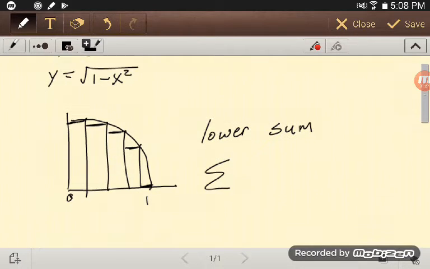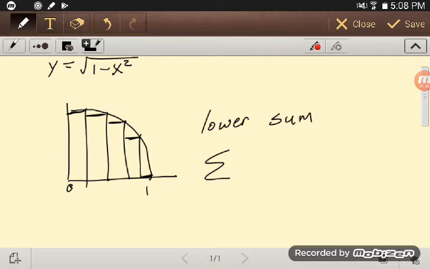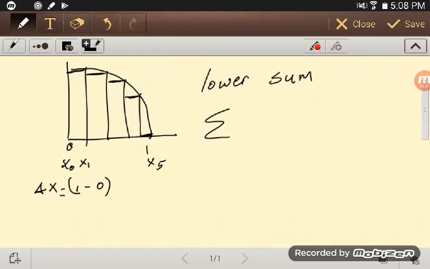And if I, again, name these things, here's my x0, x1, and up to x5 up here at 1. Then, I need my delta x, so there I went a distance of 1 minus 0. So delta x is equal to 1 minus 0 over the 5, or 1/5. And so I see these values are 0, 1/5, 2/5, 3/5, 4/5, and 1.